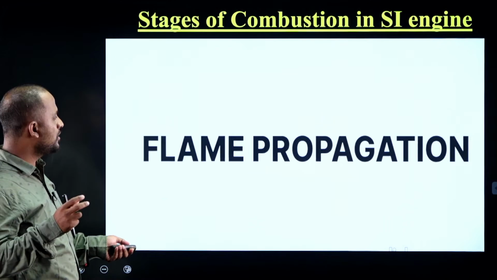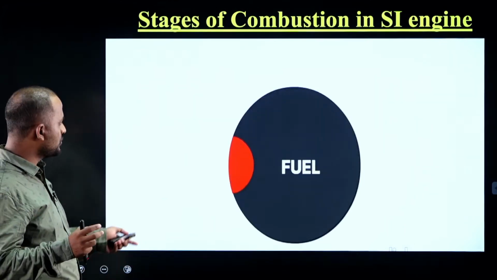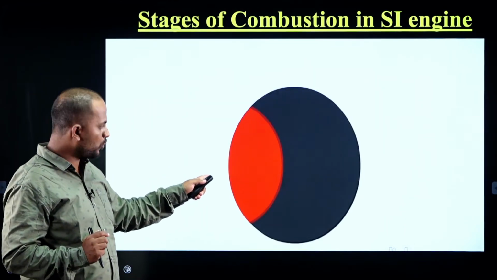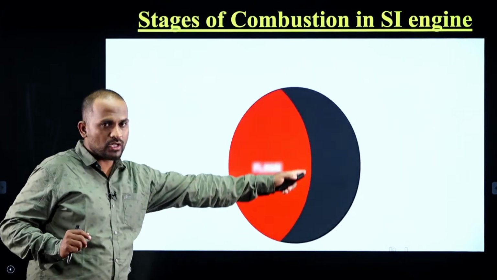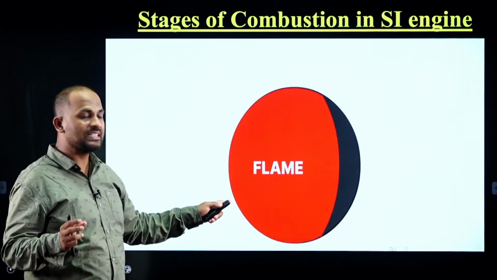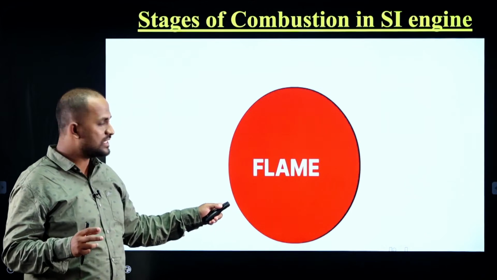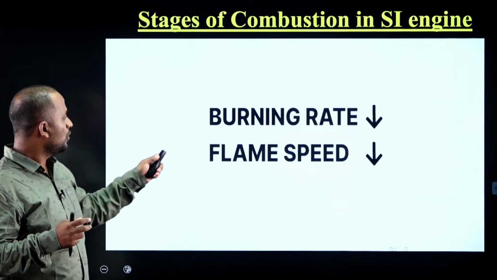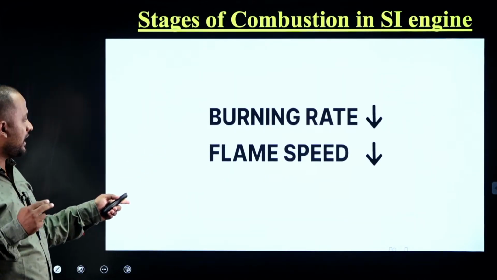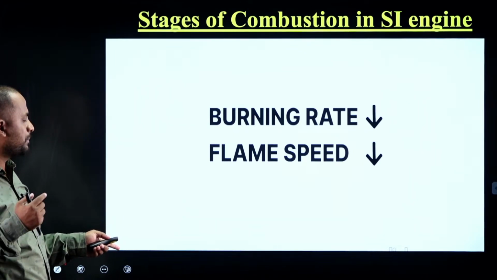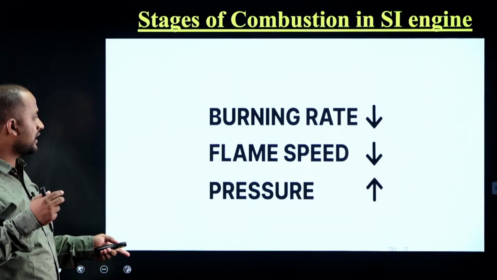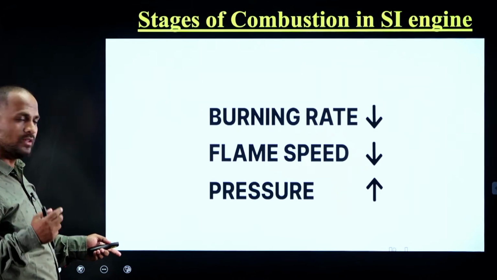Next is flame propagation. In flame propagation, the flame propagates from one end to the other by combustion of all the fuel particles present in the cylinder, which increases the pressure. So in this stage, the burning rate and flame speed will be low, whereas the pressure increases continuously to its maximum value.